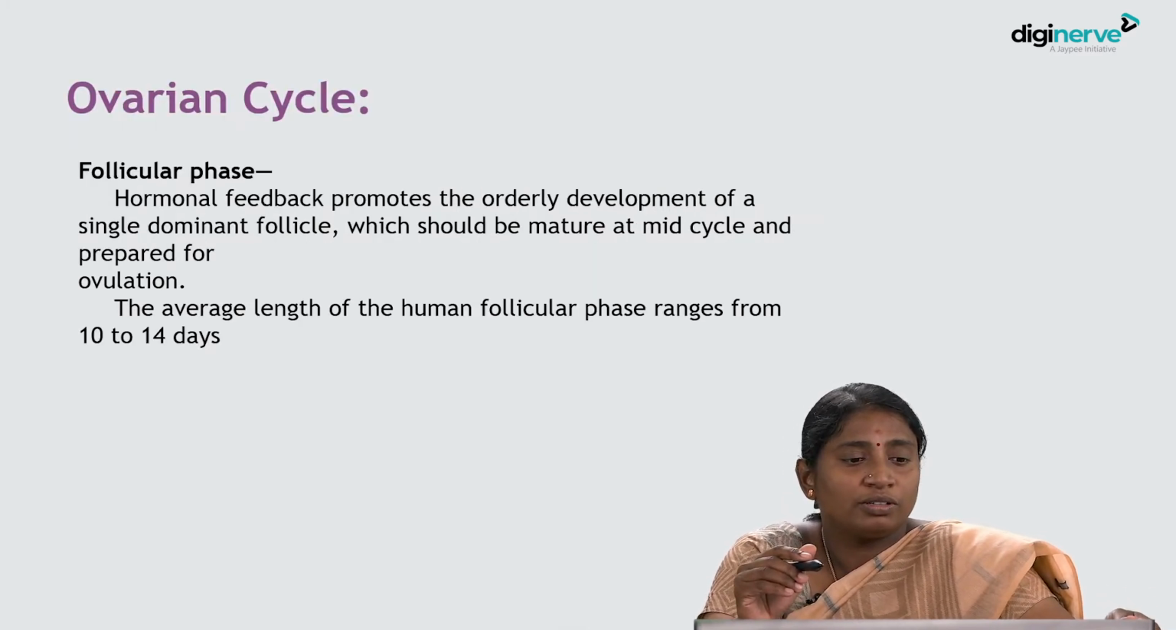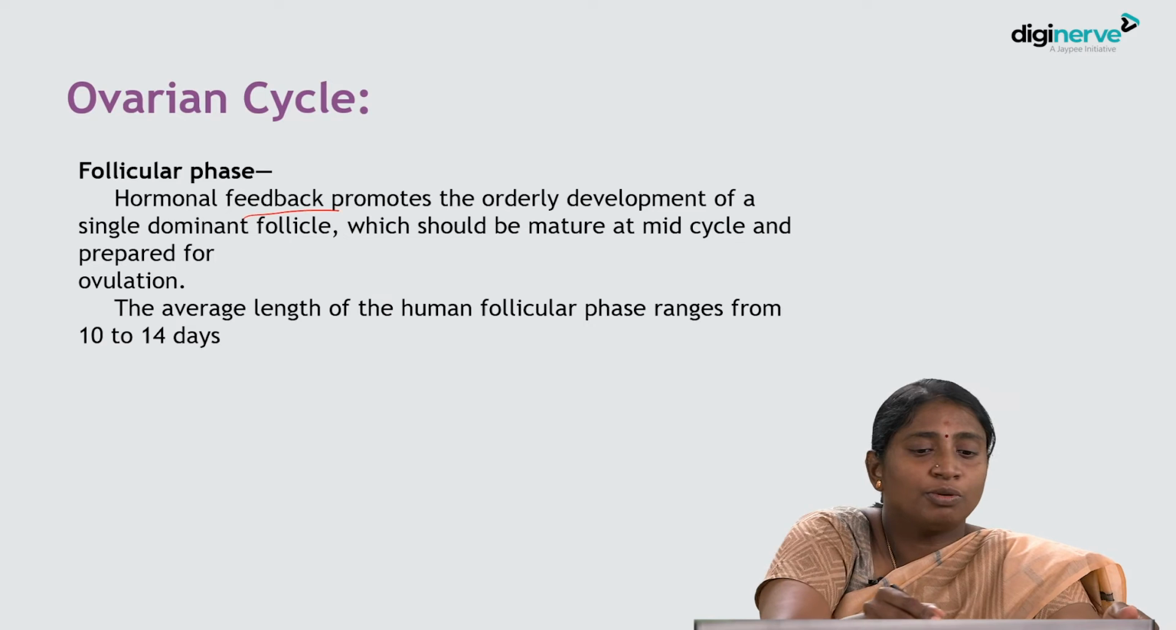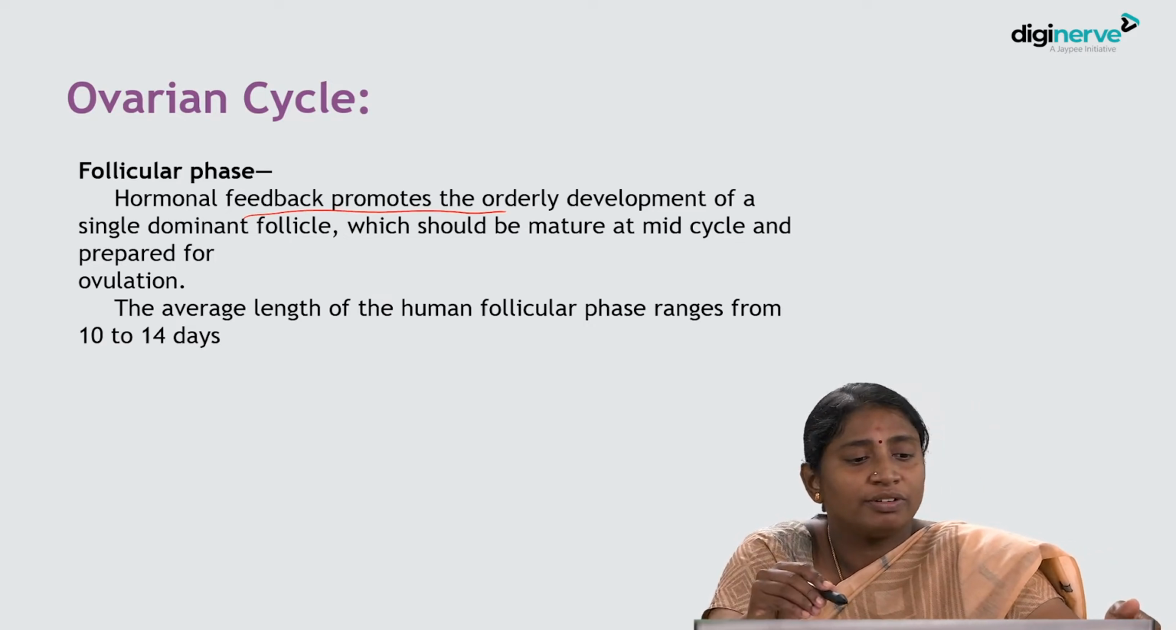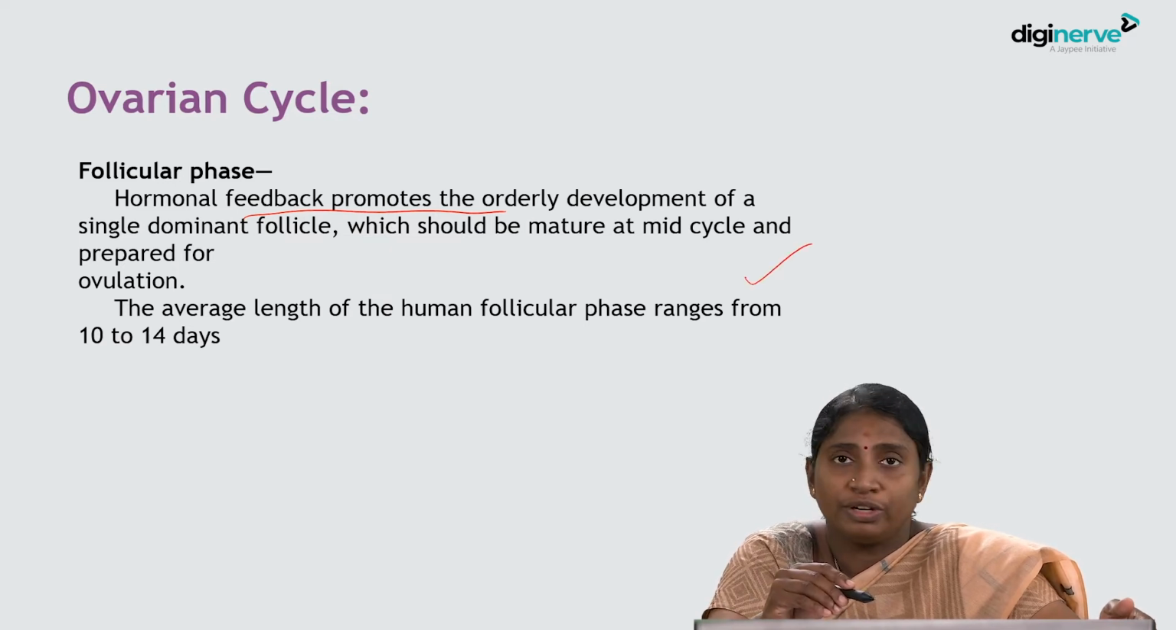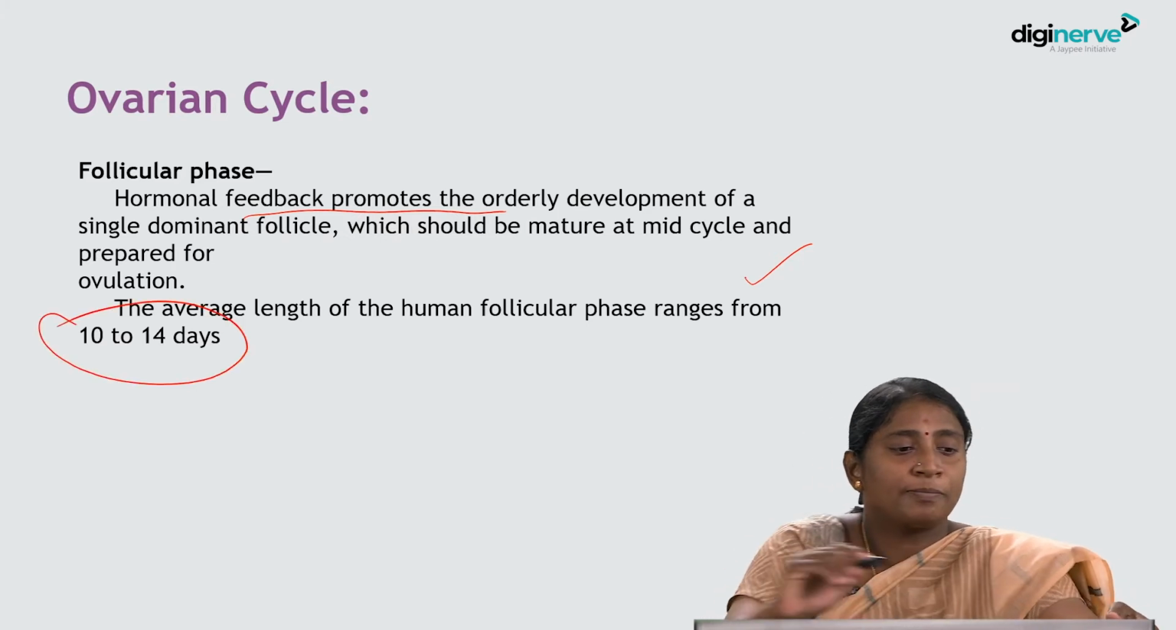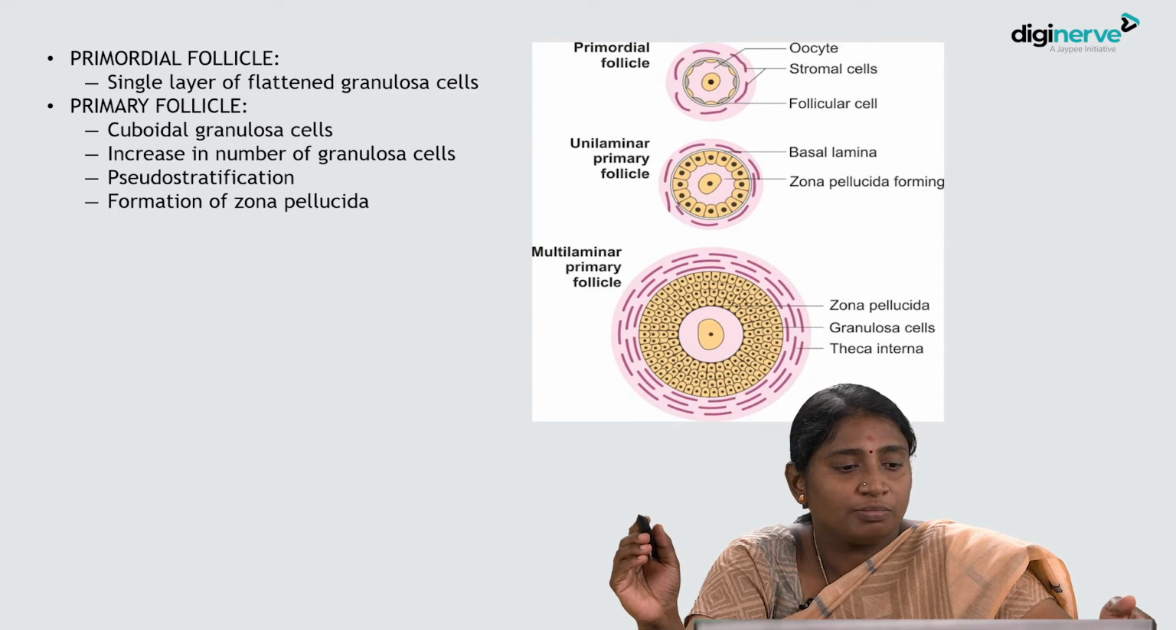Now let us move on to the ovarian cycle. The ovarian cycle has a follicular phase. The hormonal feedback promotes the orderly development of the single dominant follicle, which should be mature at mid-cycle and prepared for ovulation. The average length of the human follicular phase ranges from 10 to 14 days. Stages include the primordial follicle, primary follicle, secondary follicle and formation of the corpus luteum.